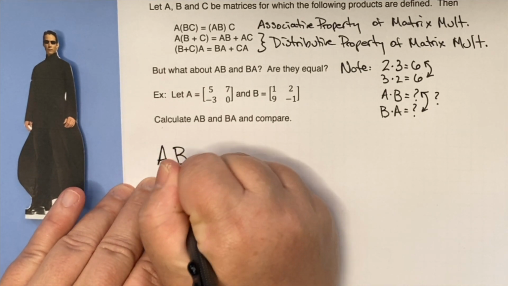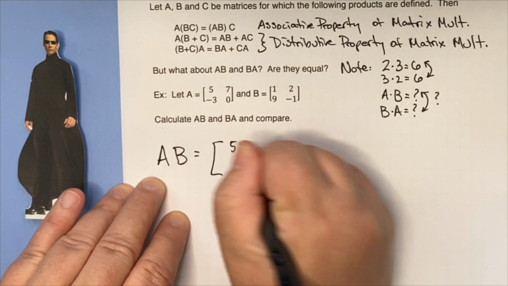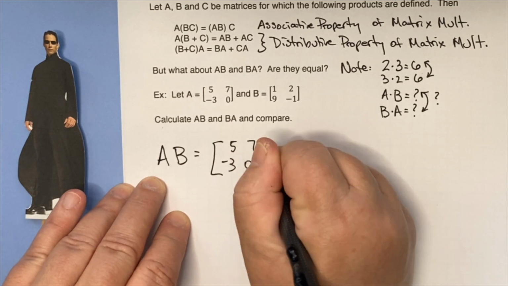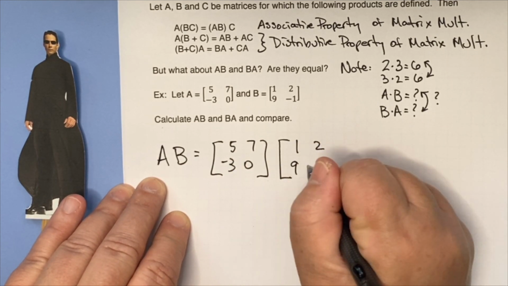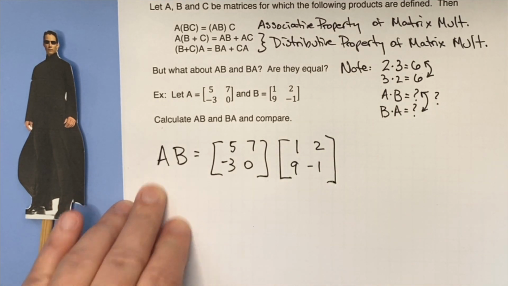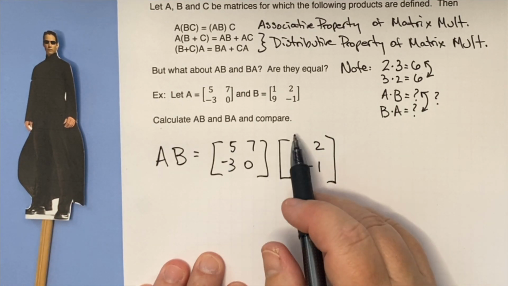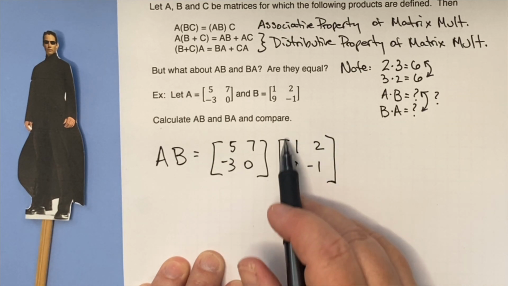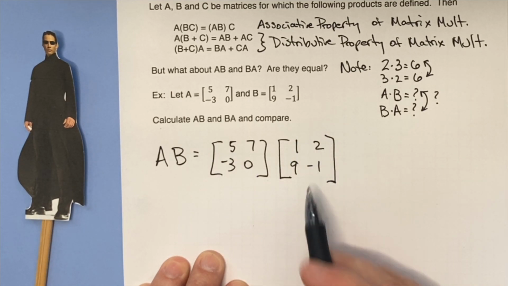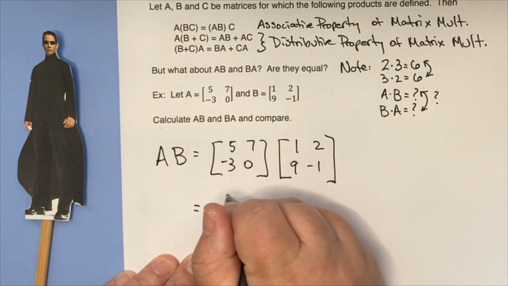So A times B is [5, 7; -3, 0] times [1, 2; 9, -1]. So remember, we're going to go over and fall down the waterfall. Over the cliff, fall down the waterfall. Over the cliff, fall down. Okay, so let's see.